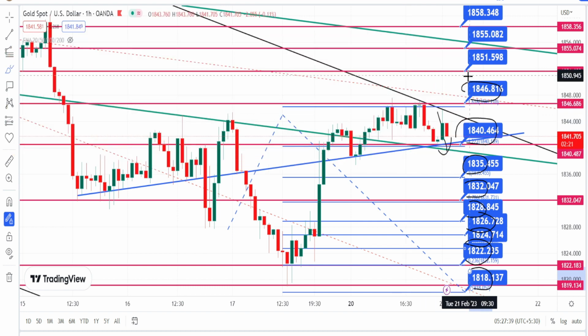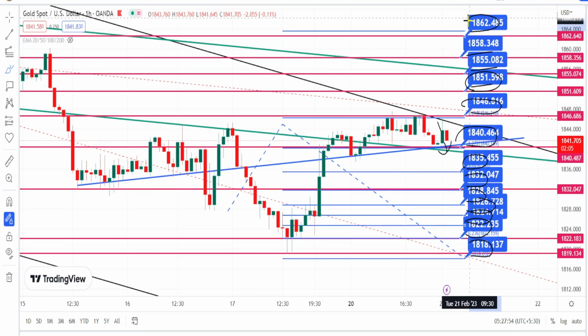So on the bullish side, when we look at the resistance levels, the first level of resistance is going to be around 1851, 1855, 1858 and 1862. For now, the current price action is in a consolidation within the support line and the resistance line. Wait for a directional breakout in order to get into the directional trend in the hourly time frame also.